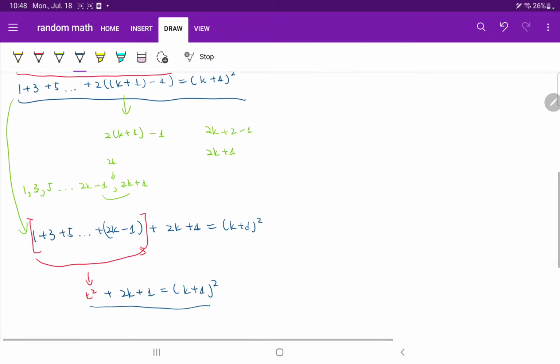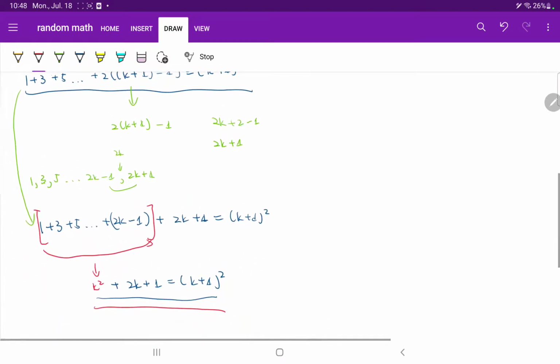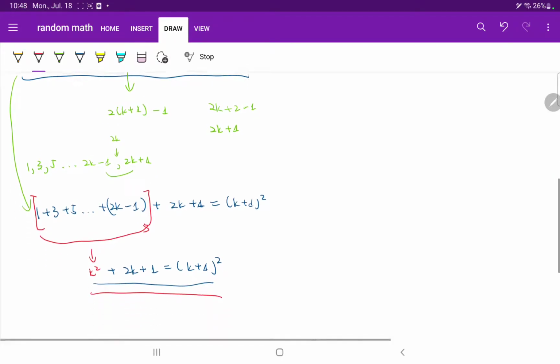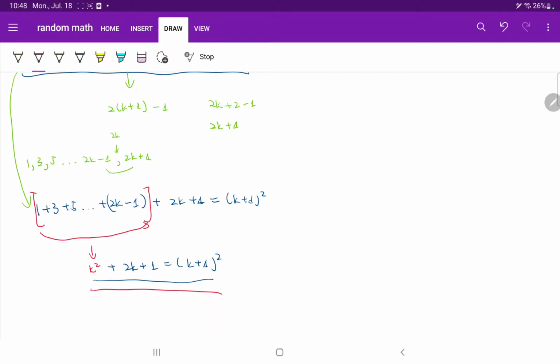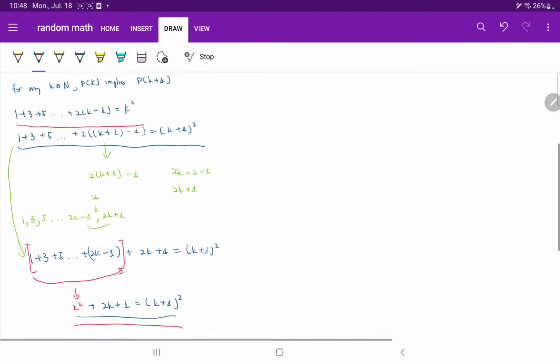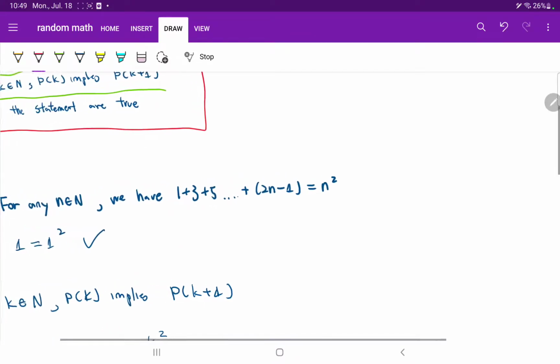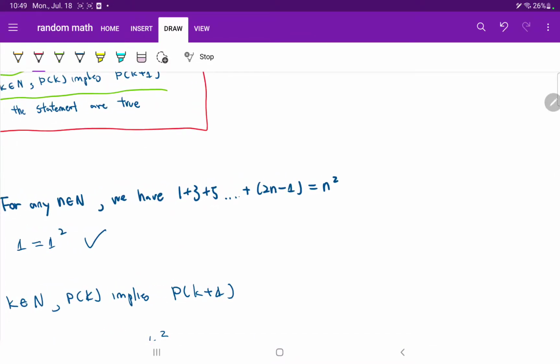At the end, we successfully show that if we assume Pk is true, it indeed implies that the sum is equal to k plus 1 squared, which means our k plus 1 case is true. So we managed to prove Pk plus 1 from Pk, which completes the induction step of the proof. By the principle of mathematical induction, our equality 1 plus 3 plus 5 and so on, plus 2n minus 1, is equal to n squared, is valid for any natural number n. So that is an example of an induction.